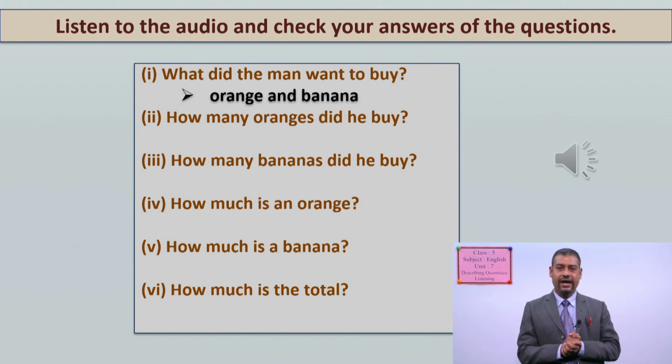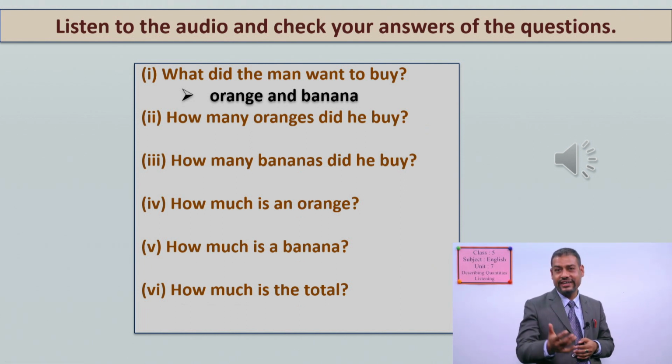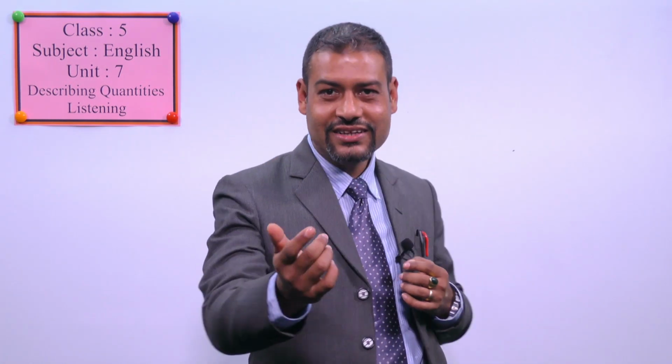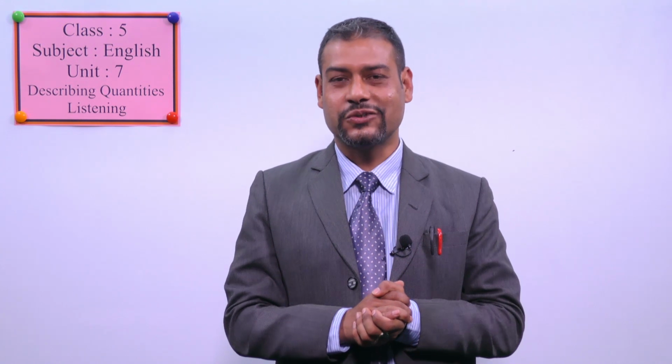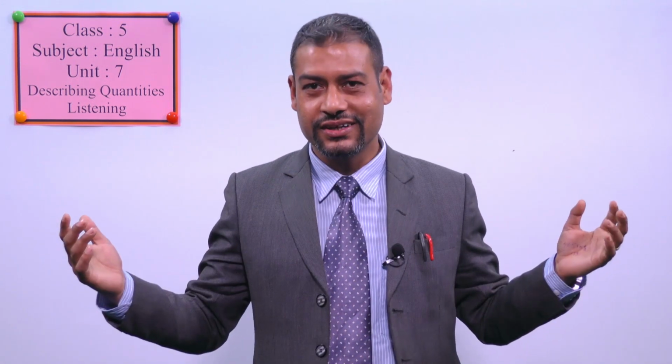Very good. Now question number 2, how many oranges did he buy? So did you find out the number of oranges the customer said in the audio? So what's that? Please tell me. How many did you write? Some of you said 1, some of you said 2, some of you said 3, some of you said 5, or some of you said some oranges. So there should be only one answer, not 5, not 1, not 2, not 3. So what's your answer?